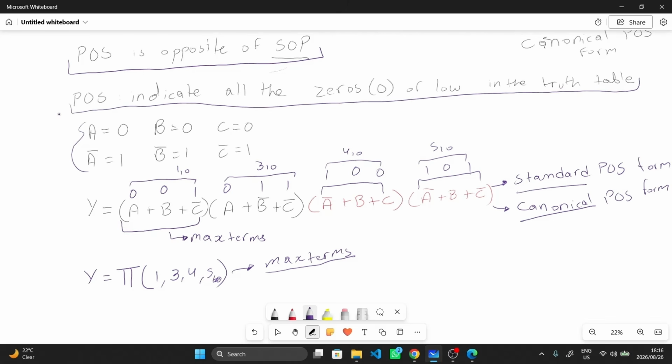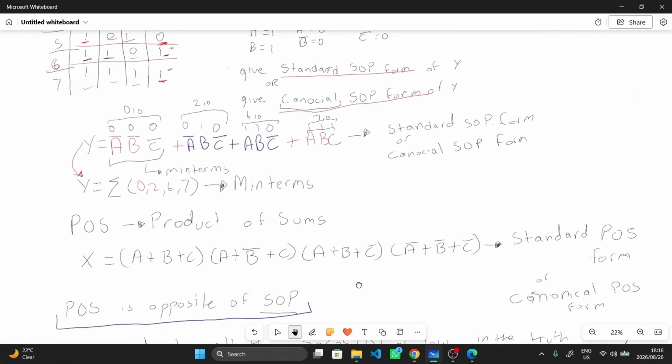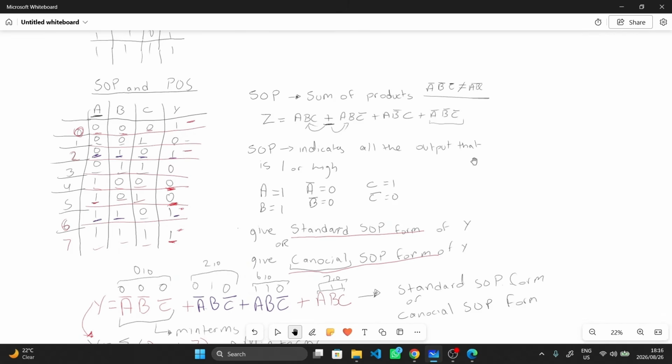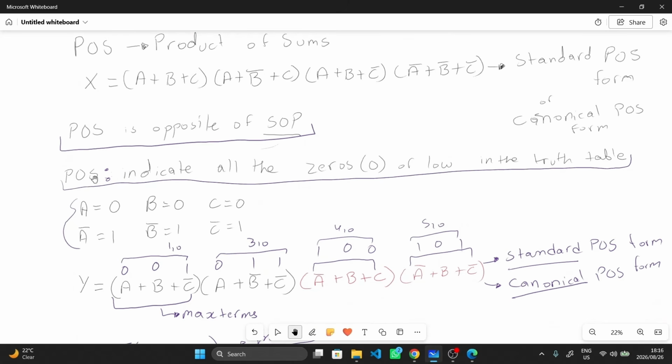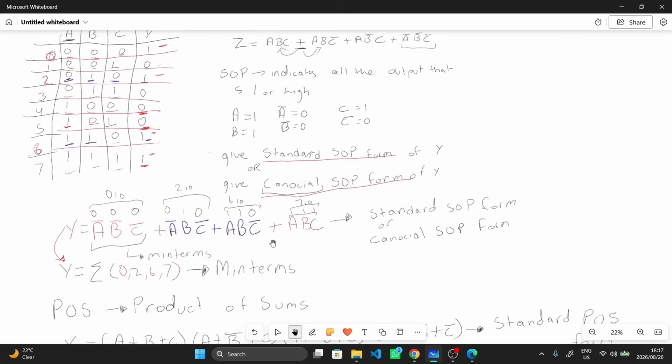POS is used to indicate all the zeros, and SOP is used to indicate all the outputs that are 1, and POS is used to indicate all the outputs that are zeros or low in the truth table.